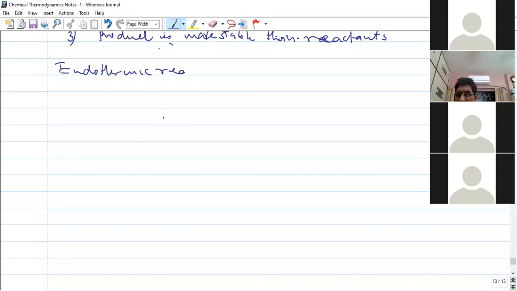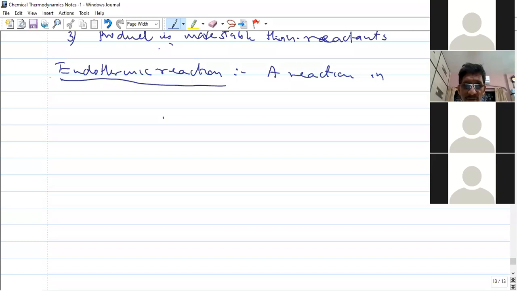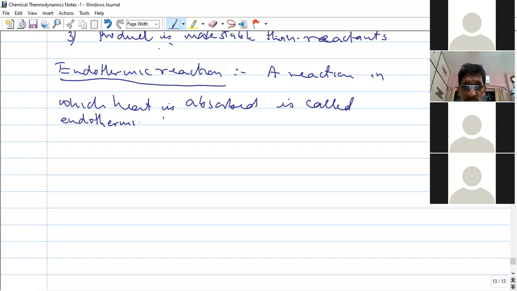You can get distinguish between endothermic and exothermic reaction. आपके पास 4 पॉइंट थे। A reaction in which heat is absorbed is called endothermic reaction. Example.